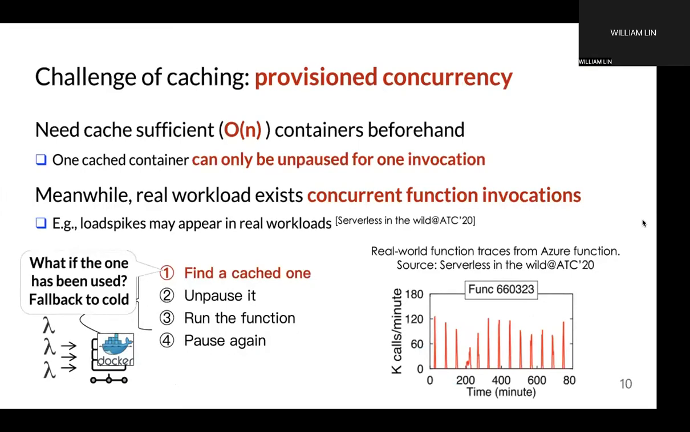However, a significant drawback of caching is that it needs provisioned concurrency. Because a paused container can only be unpaused once, the number of cached instances deployed must be the same as the concurrent function invocations for the best performance. Unfortunately, it is challenging to estimate the number of function instances required for caching. For example, a real-world serverless trace reveals that load spikes can cause many unexpected function invocations. Blindly caching many containers will waste many computing resources of the cloud provider.